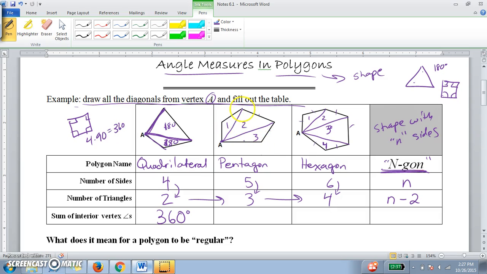For a five-sided shape, I cut it into three triangles. So each triangle is 180. 180 plus 180 plus 180 adds up to 540 degrees. If I do that again for four triangles, 4 times 180 gives me 720. So whatever this number is, n minus 2, I'm going to take that and multiply it by 180 degrees to figure out the sum of the interior angles.